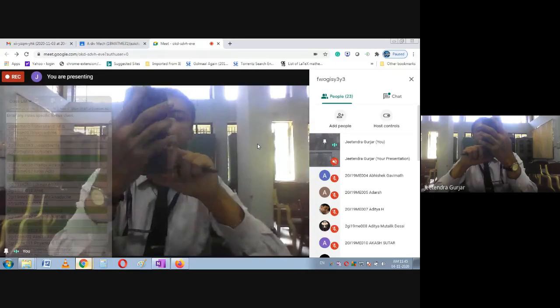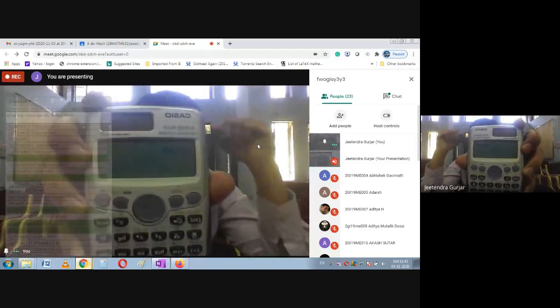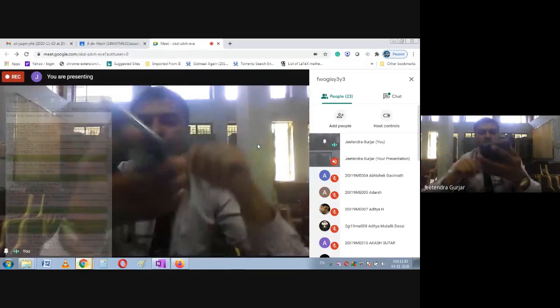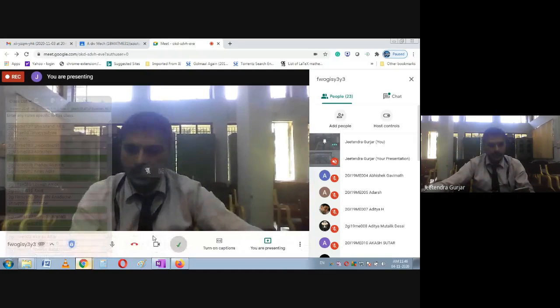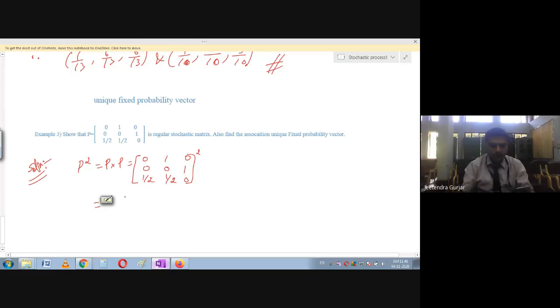So what you have to do here, students? Just press the X square button. If you press X square, it will become Mat A square. When you take this as Mat A square, press equal to. Yes. When you press equal to, friends, you can see the value I have calculated here is 0, 0, 1, then 1 upon 2, 1 upon 2, 0, 0, 1 upon 2, and 1 upon 2. Means this is positive.